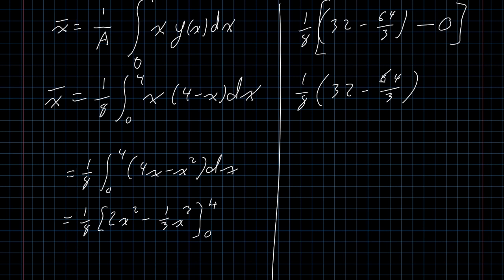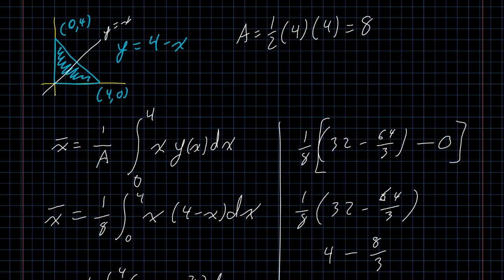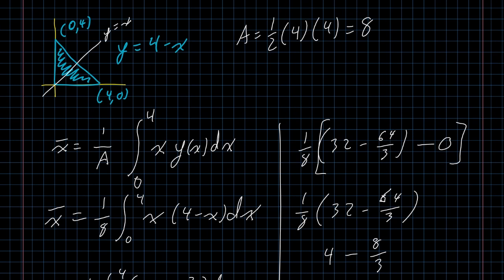So instead, I'm going to use a nice trick of the distributive property. 1/8 of 32 is 4. 1/8 of 64 is 8. So we have 4 minus 8/3. Well, 4 is the same thing as 12/3, and 12 minus 8 is 4. So the length here is 4/3. If I come back up to where I can see the figure, I can draw in a line at 4/3.